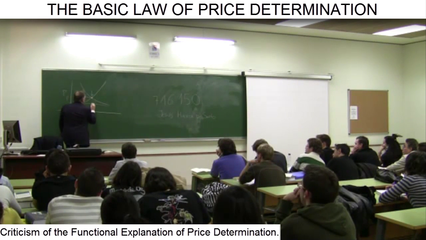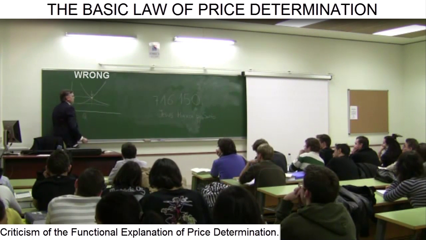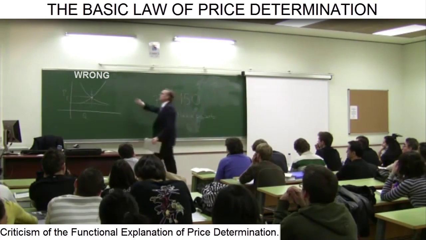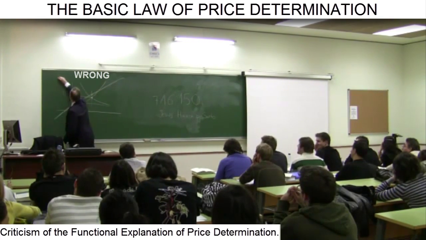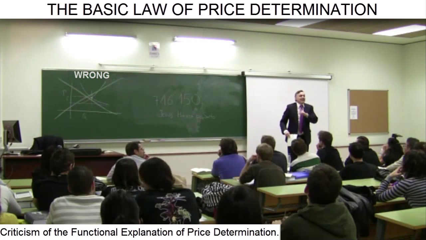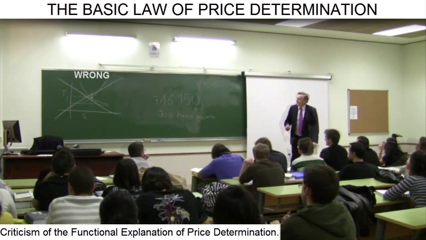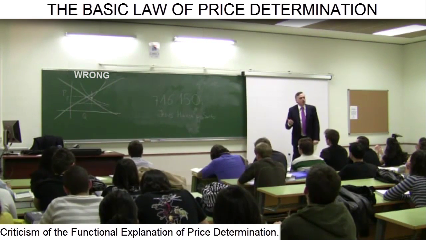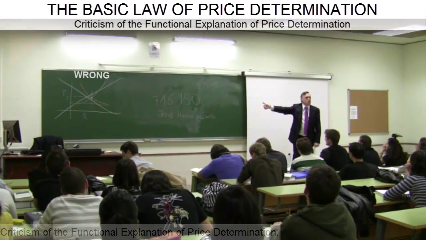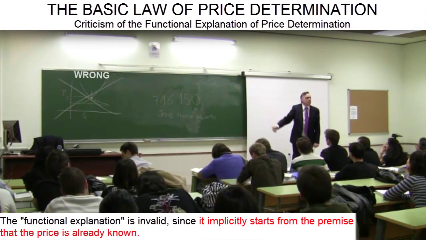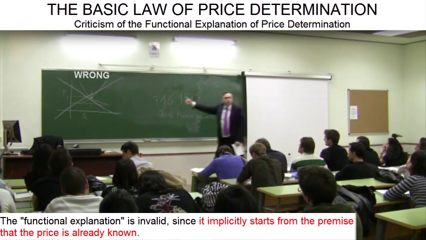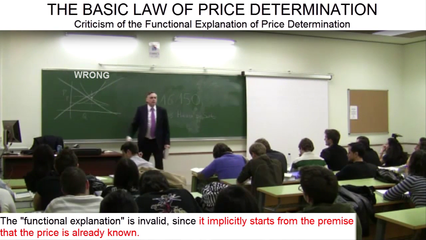Well, dear students, all of this is wrong. None of this explains anything. With a little critical thought, you will understand right away. What we must explain is how the market price is arrived at. Well, with this procedure, we are assuming that what we want to explain is already given. In other words, the point is already there, where the curves intersect.